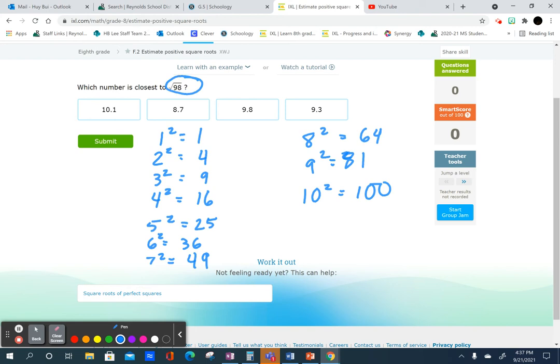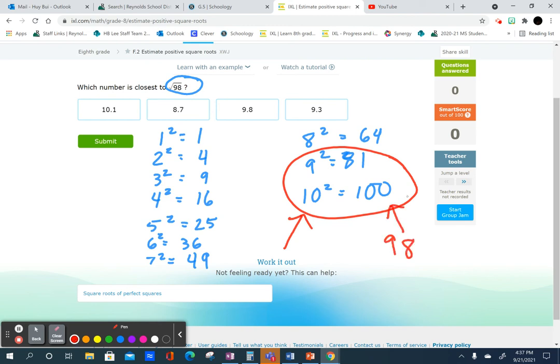Okay, so square root is actually the opposite of a square. So if we take a look at these numbers, 98 is between these two numbers here. But we can see that 98 is closer to 100 than it is to 81. So it's really close to 100. So our estimation should be really close to the number 10, because 98 is really close to the number 100.